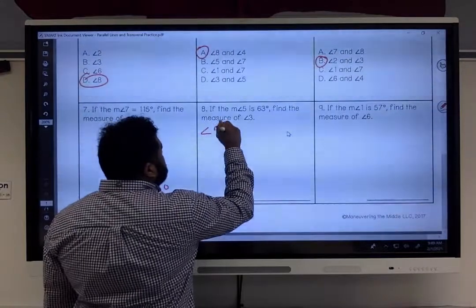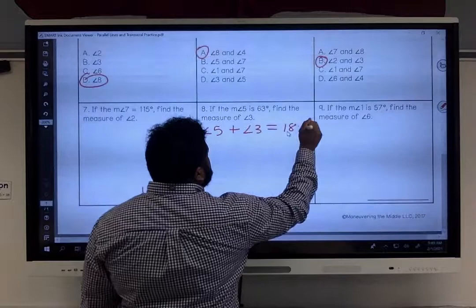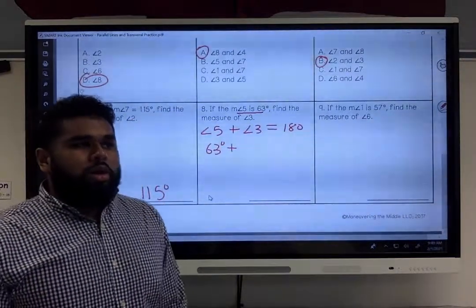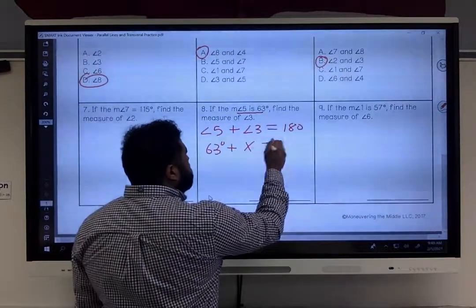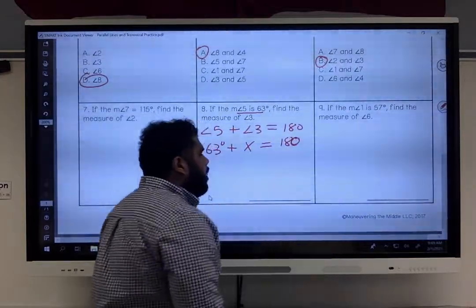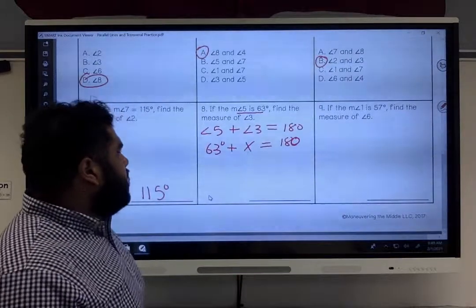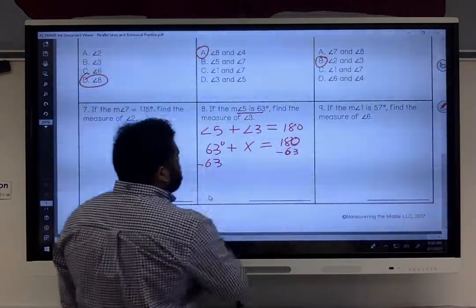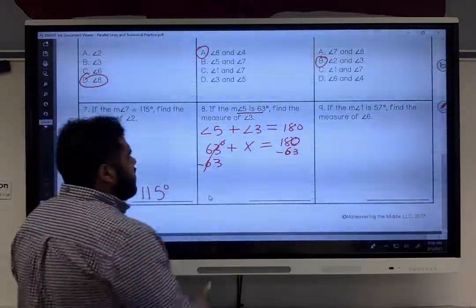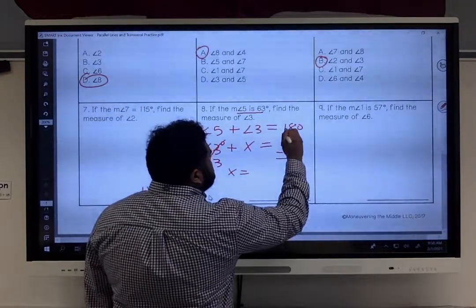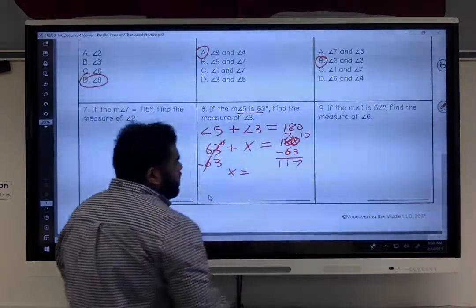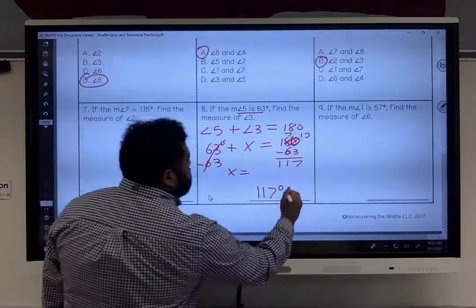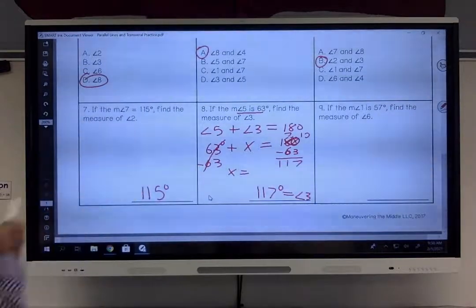So angle 5 plus angle 3 will equal 180. Now what does angle 5 equal? 63 degrees. Plus angle 3, we don't know what angle 3 is, and whenever we don't know something in math, that is our variable. So we'll label it x equals 180. Now, I want to get this x by itself. I want to solve for that missing variable. So I need to get this 63 out of it. How do I do that? I subtract 63 from both sides. Now 63 minus 63 cancels out because that'll equal 0. So now we're left with x equals 180 minus 63, which gives you 117. So the measurement of angle 3 equals 117.